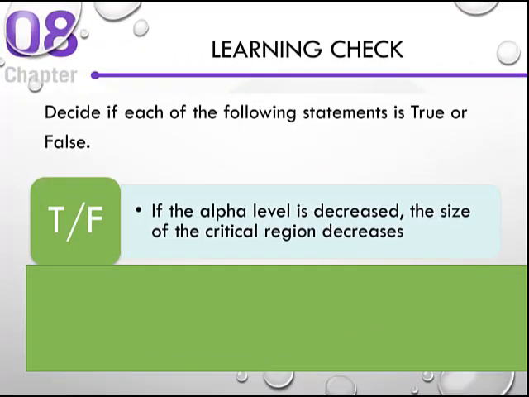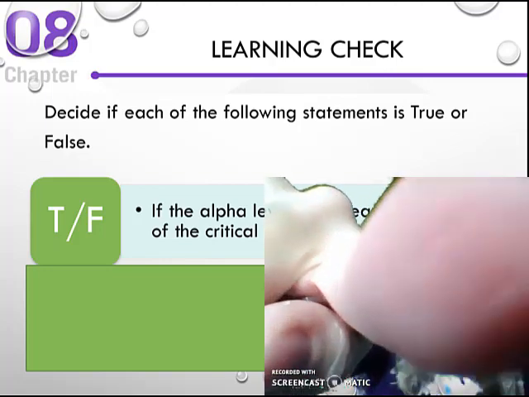Let's do another learning check. Is it true or false? If the alpha level is decreased, the size of the critical region decreases. So please press pause.